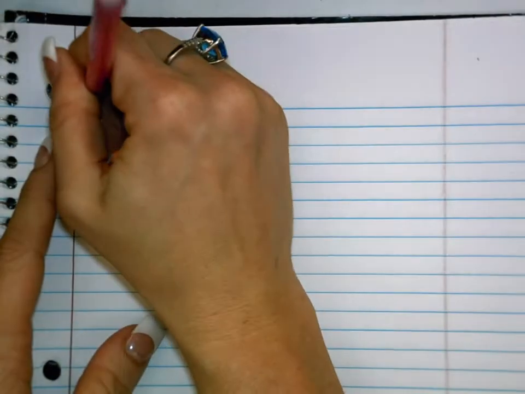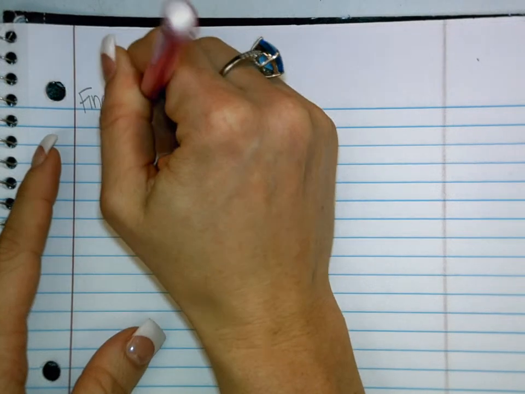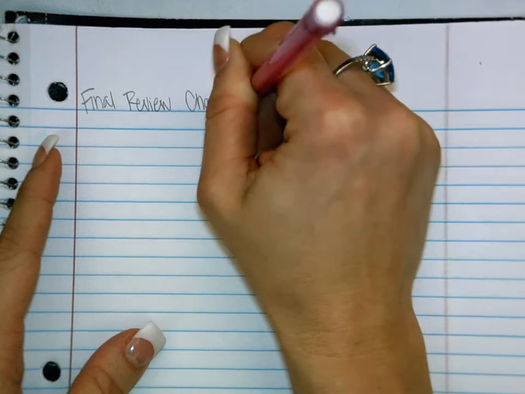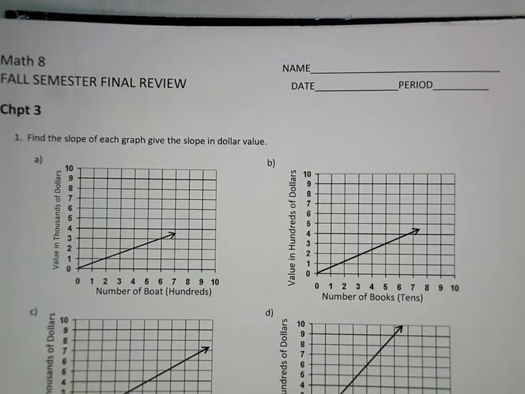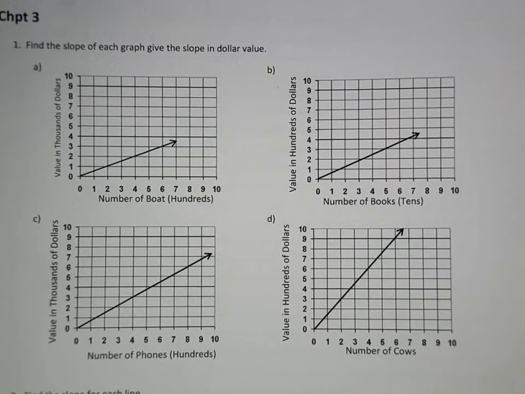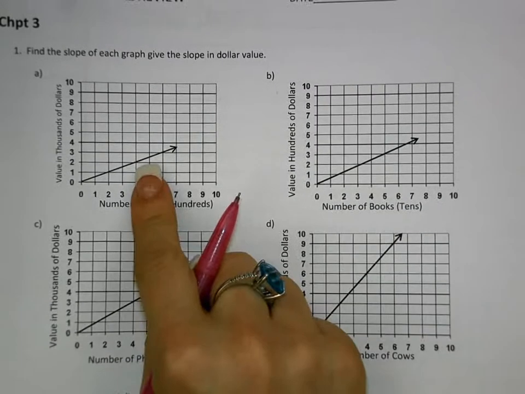Okay, so we are going to start today working on final review for chapter 3. These are all on your packet already. I'm just going to go through some of the problems. It says find the slope of each graph and give the slope in dollar value. So let's just look at A.